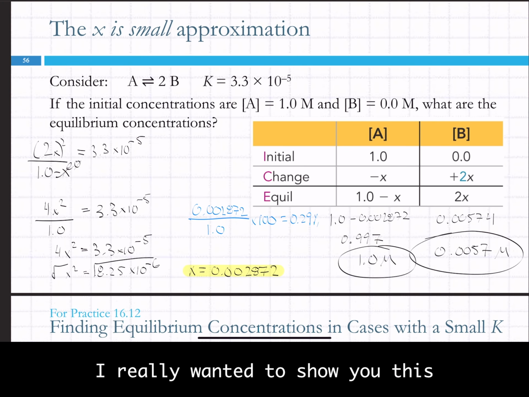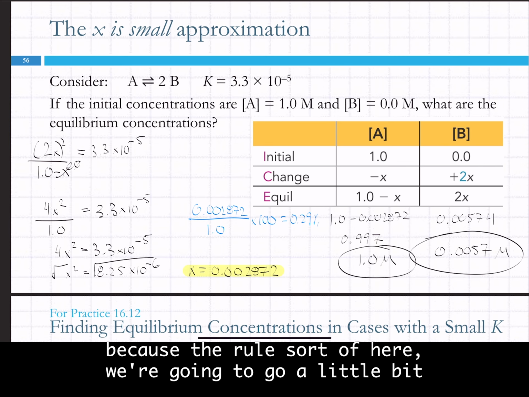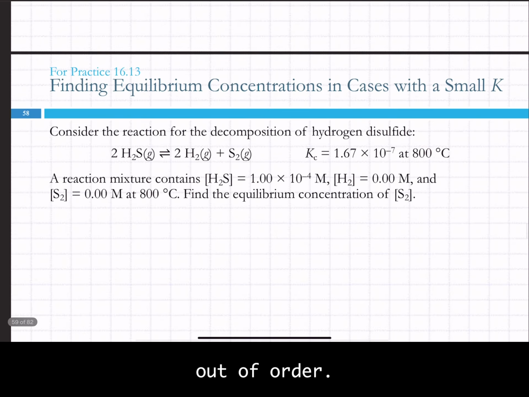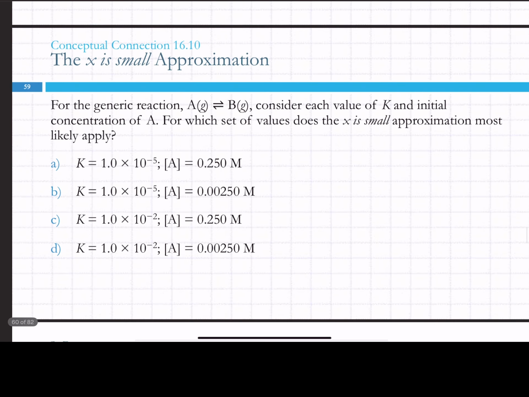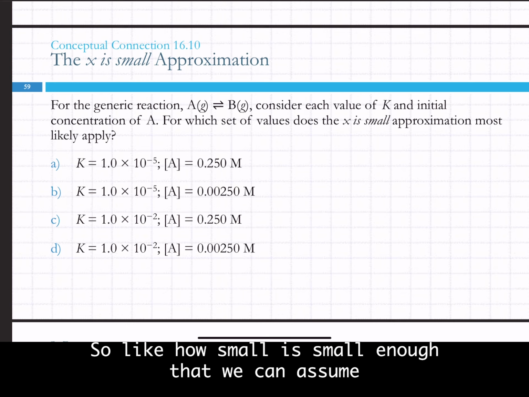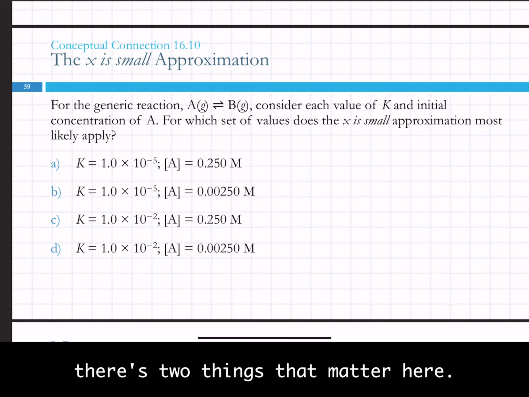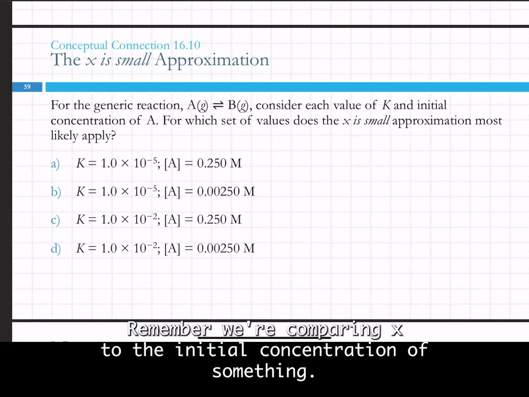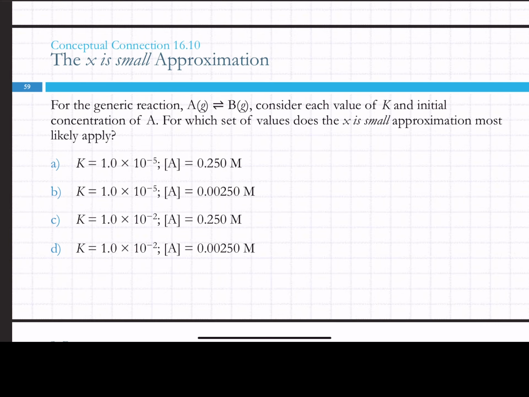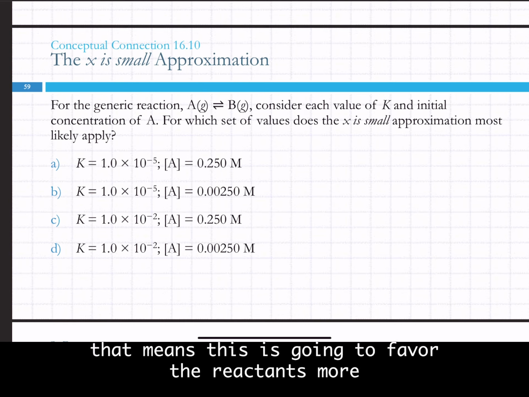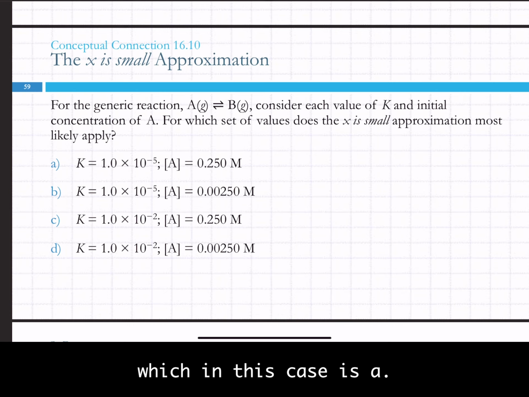I really wanted to show you this because we're going to go a little bit out of order. How small is small enough that we can make the assumption? There are two things that matter here. Remember, we're comparing x to the initial concentration of something. If I have a small K, that favors the reactants more, which in this case is A, and I've got 0.25 moles of A or 0.0025 moles of A.